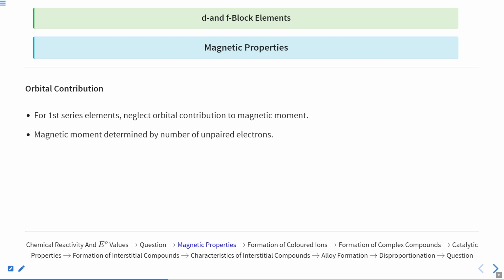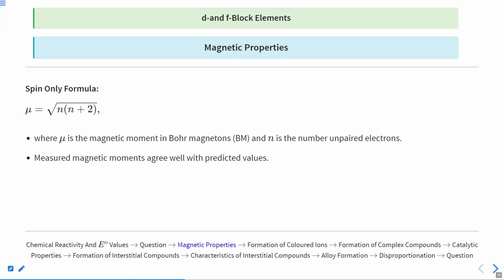Now the magnetic moment is primarily decided by the number of unpaired electrons, so that is the spin contribution. What I'm saying here is that for the first series, the contribution from the orbital is negligible, and it mainly comes from the unpaired electron. The formula for that is root under n into n plus 2, which gives you the magnetic moment, where n is the number of unpaired electrons, and mu is the magnetic moment in Bohr magneton, or BM.